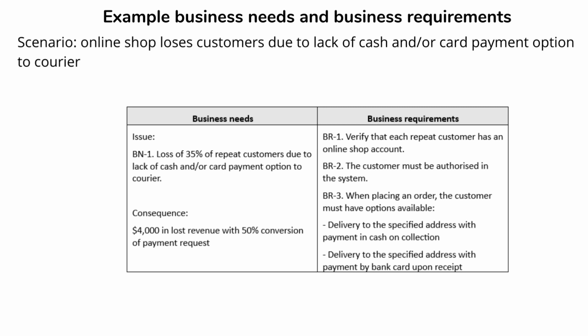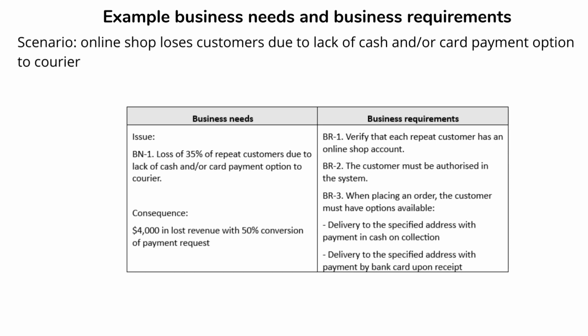Verify that each repeat customer has an online shop account. The customer must be authorized in the system. When placing an order, the customer must have the option available. We had two options: delivery to the specified address with payment in cash on collection, and delivery to the specified address with payment by bank card upon receipt.